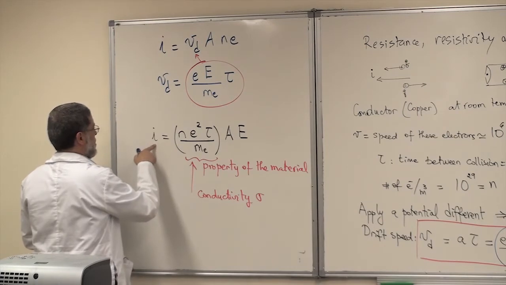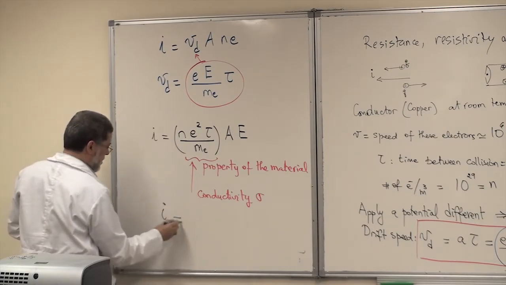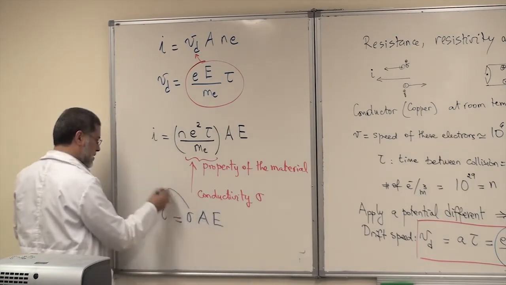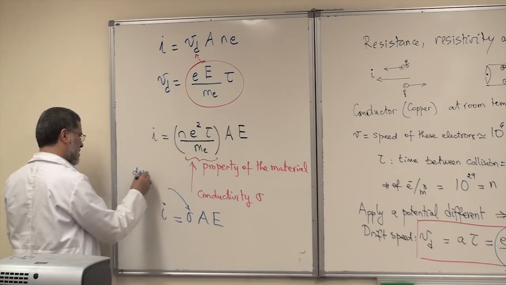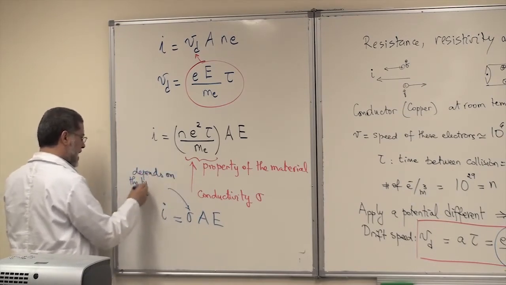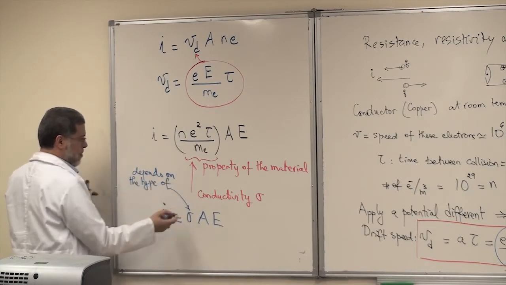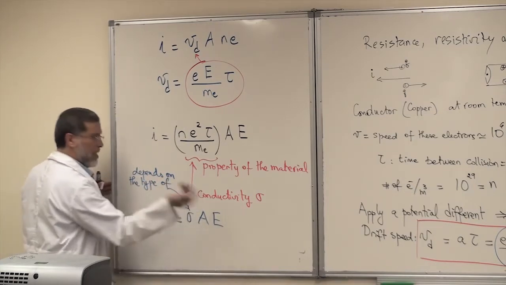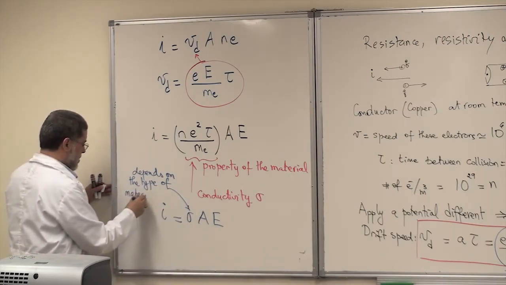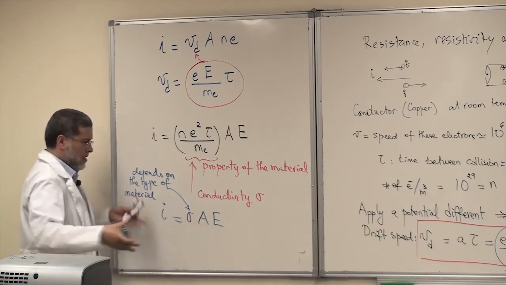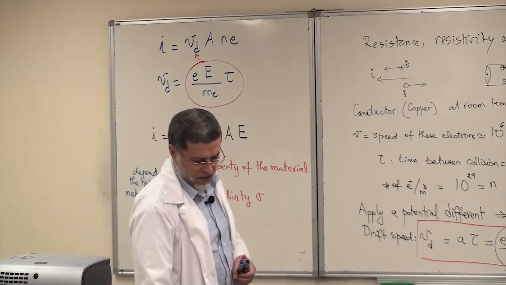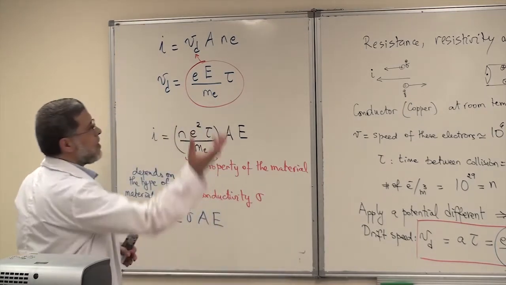The current I will be sigma A times E. You can write it like this. And this depends on the type of material. For example, copper has its own sigma, aluminium has its own sigma, and so on. The cross-section area can vary, and the electric field can vary. So that's an important equation for the current in the wire.